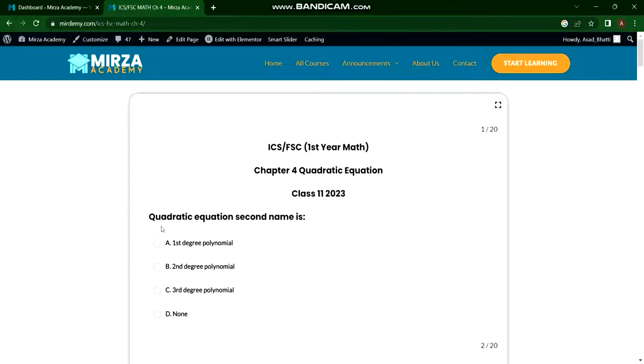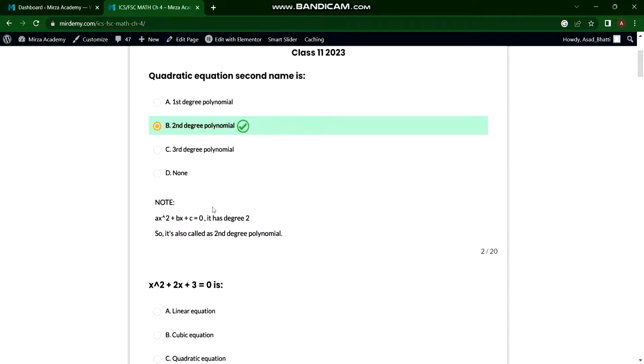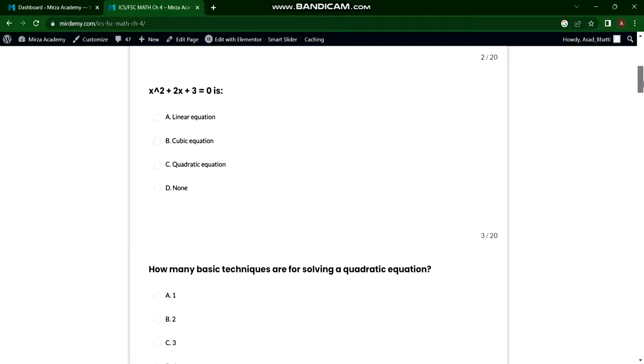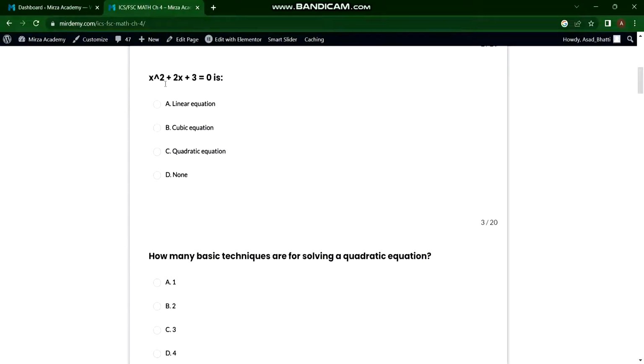So let's start. The second name of the quadratic equation is second degree polynomial, because in the equation ax square plus bx plus c is equal to 0, it has degree 2, so it's also called a second degree polynomial. The next MCQ: x square plus 2x plus 3 is equal to 0 is called a quadratic equation because it has second degree.